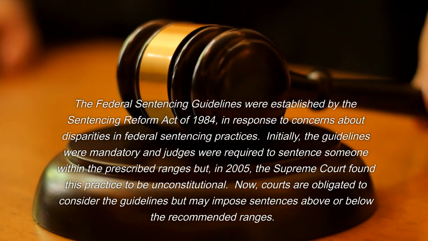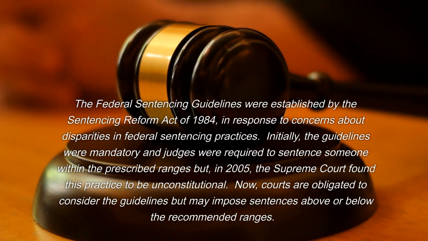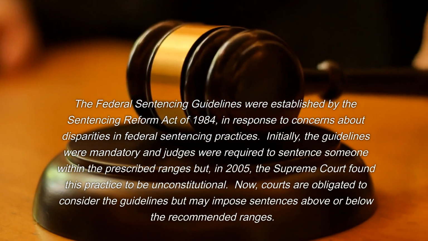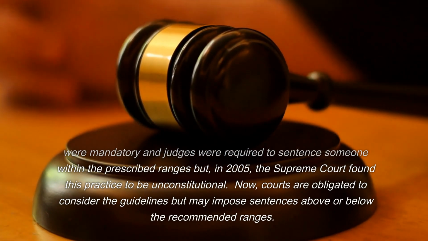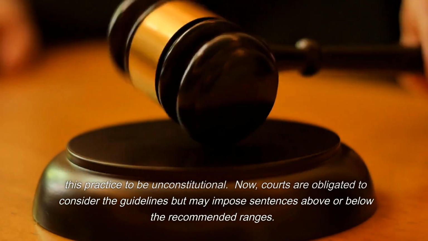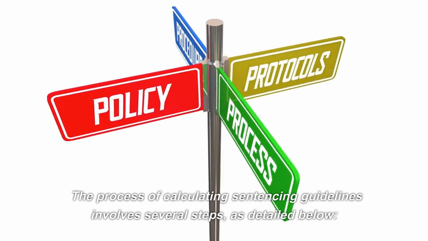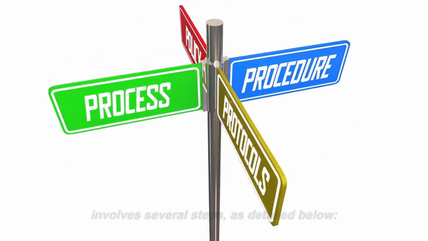Initially, the guidelines were mandatory and judges were required to sentence someone within the prescribed ranges, but in 2005, the Supreme Court found this practice to be unconstitutional. Now, courts are obligated to consider the guidelines but may impose sentences above or below the recommended ranges. The process of calculating sentencing guidelines involves several steps, as detailed below.